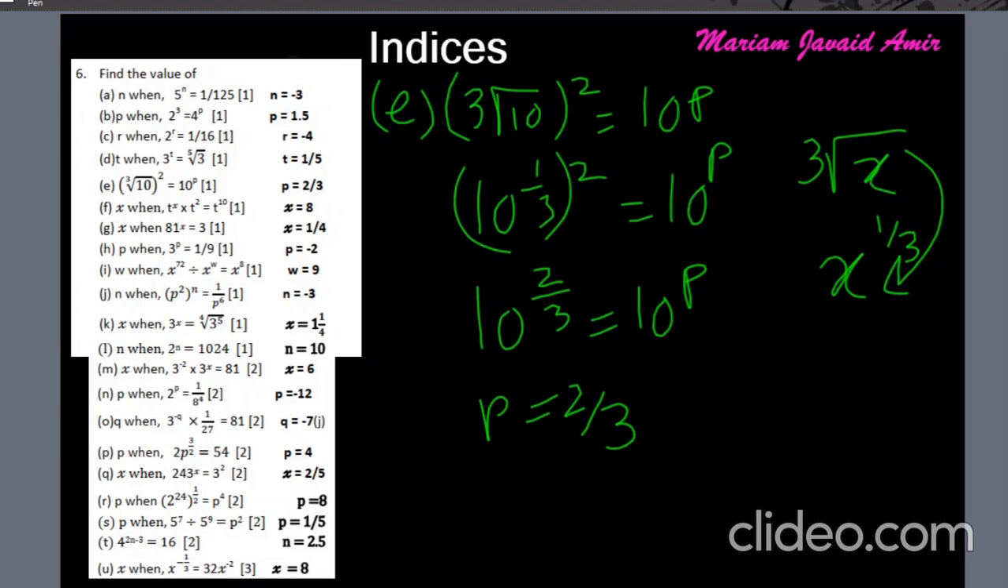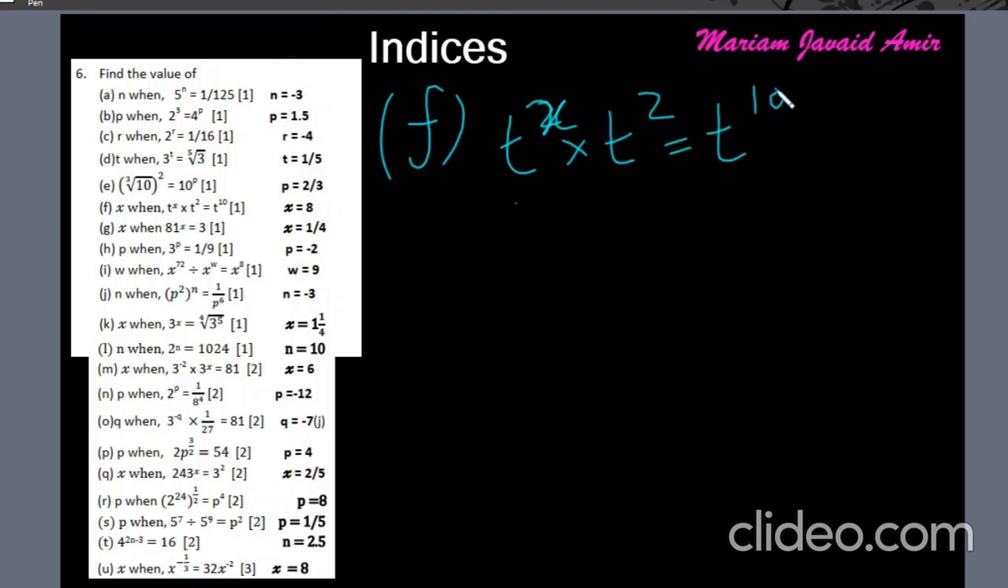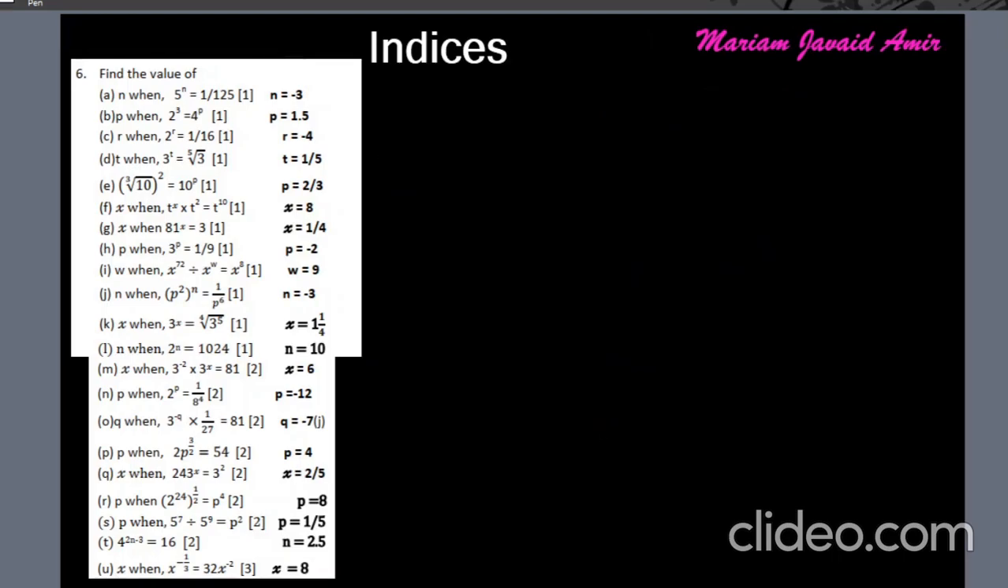Okay. Next up is part F. t power x times t square equals t power 10. We have to find the value of x. t power x equals t power 10 over t square, which becomes t power 8. So x equals 8. Part G.